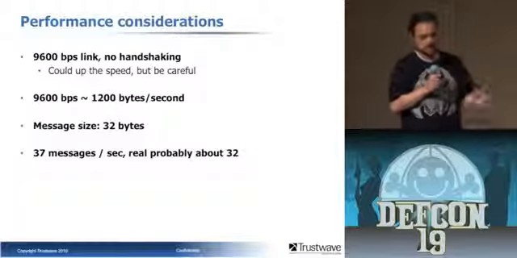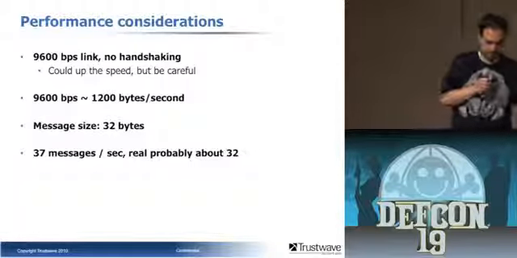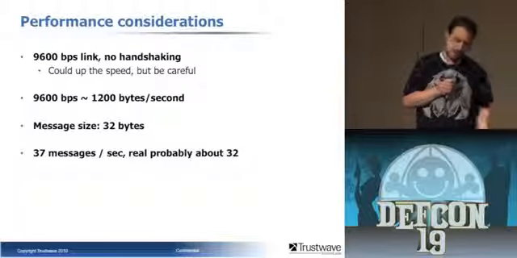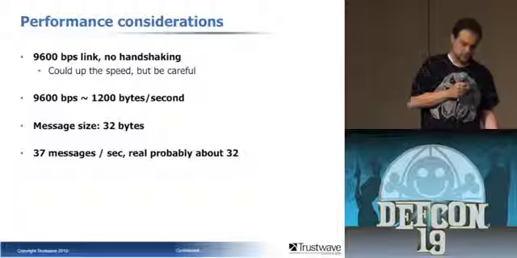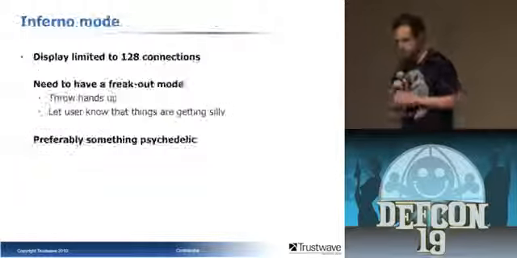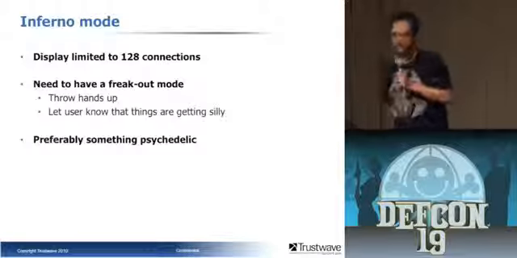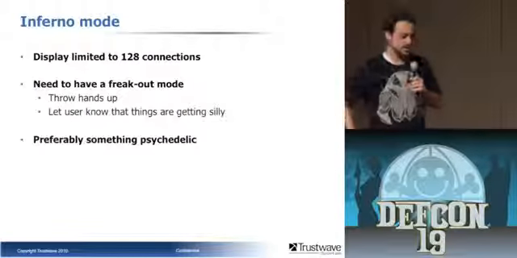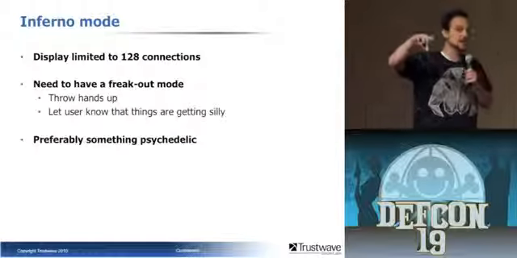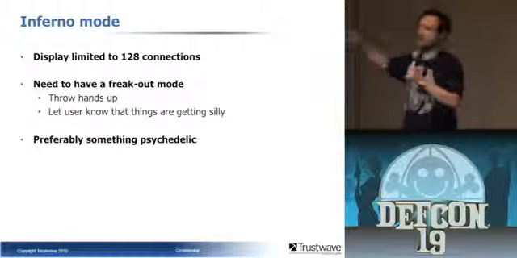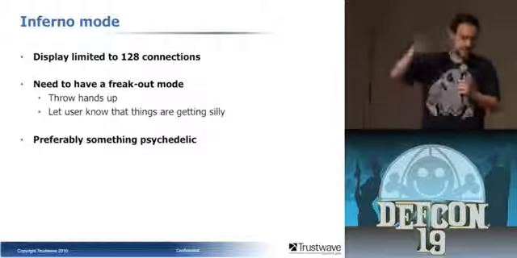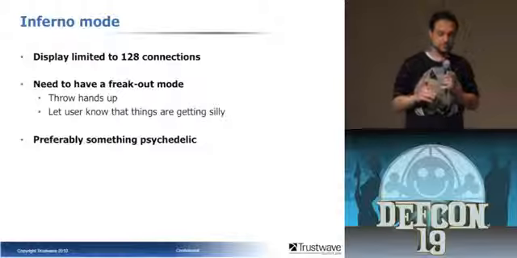So you have to do the math. I did the 9600 baud, 2 bytes, and I have 9 bytes or whatever. I could get about top end 37 messages per second, probably realistically only about 32 messages per second. The other thing was, in session mode, you're going to hit a ceiling. You're going to fill up 128 lights, and then you're not going to know if you're getting port scanned. I really want that concept of, oh man, something's screwed up, right? So I made something called Inferno mode.